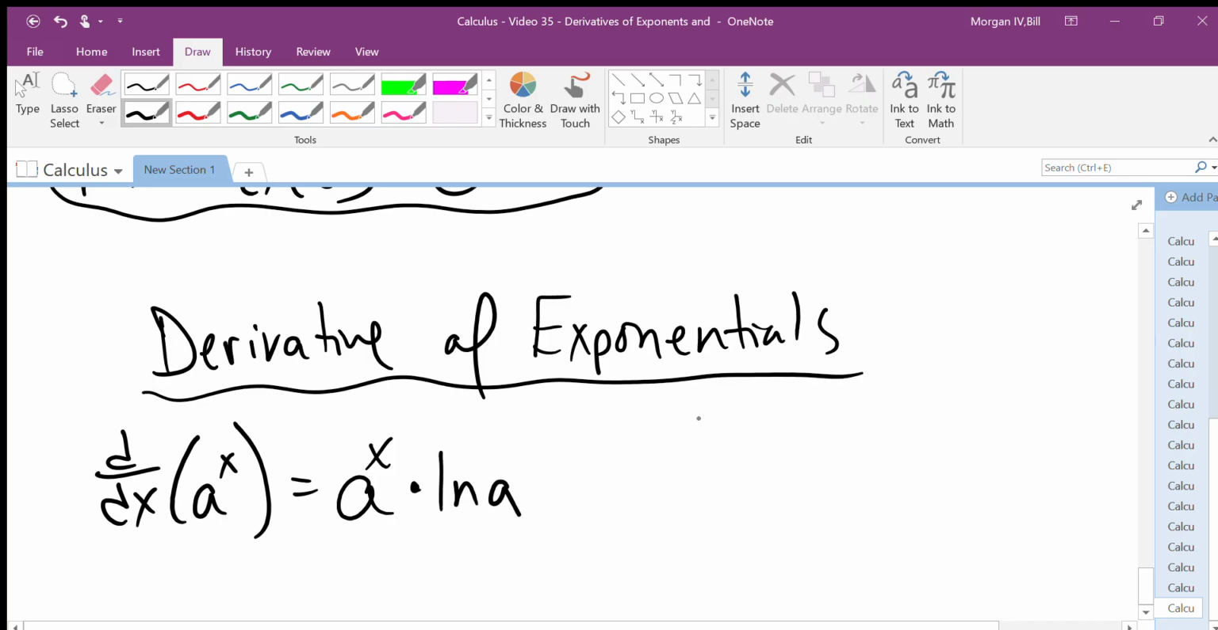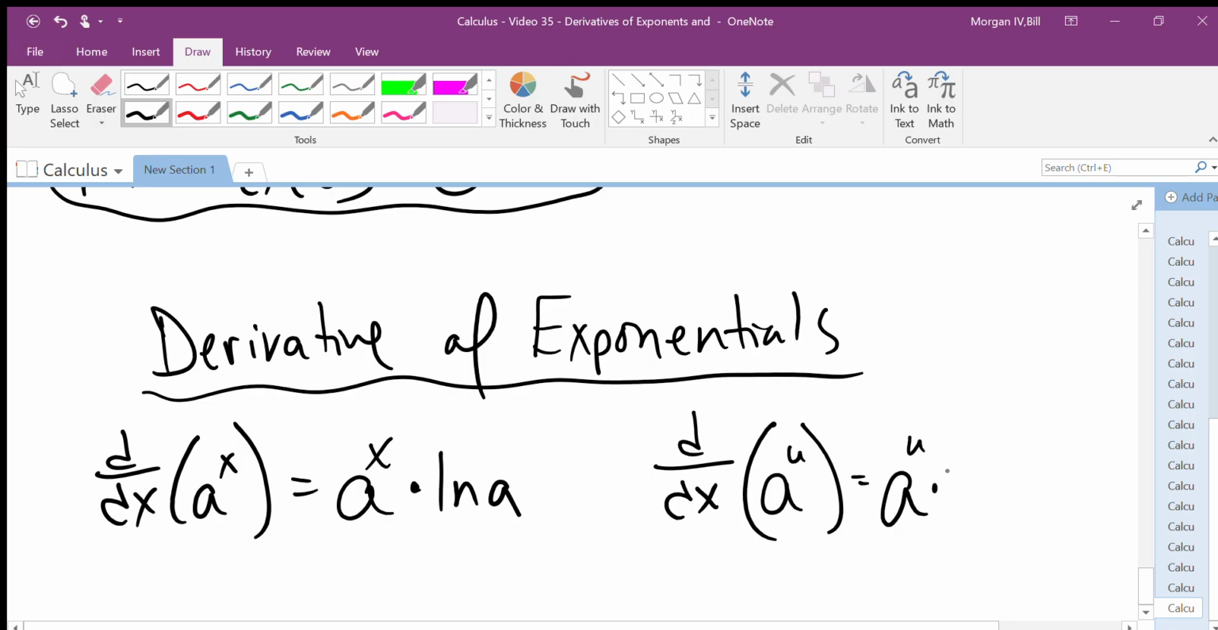Or if you want to use some other function besides just x, what if it was a to the u? So some number besides e, raised to the power of u, where u is some function of x. Then the answer here is a to the u itself times the natural log of a times u prime. You still need the chain rule here if that u is something else besides just x, right? Picturing u as like 6x squared, we then would have to still multiply by the 12x, the derivative of u.